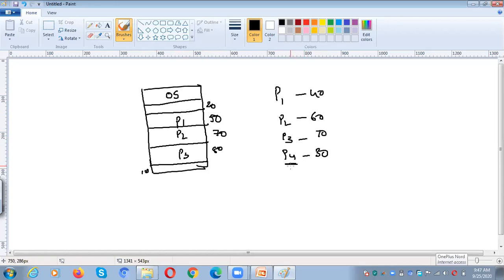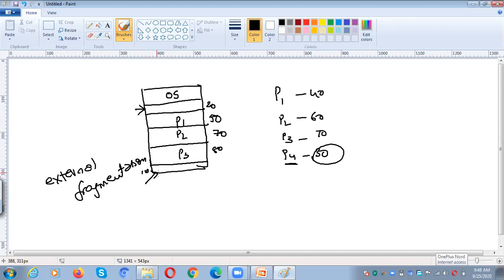So if P4 is of 30 KB, then there are 2 holes, but they are not contiguous. So 20 KB partition is left over here and 10 KB partition is left over here. These 2 parts are not contiguous and they are not side by side. So we cannot keep the 30 KB process into these 2 partitions. Why? Because they are not side by side. So this is called external fragmentation.